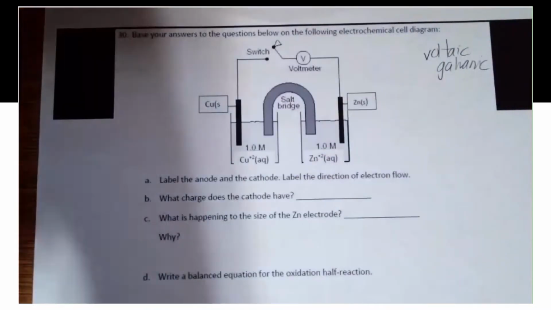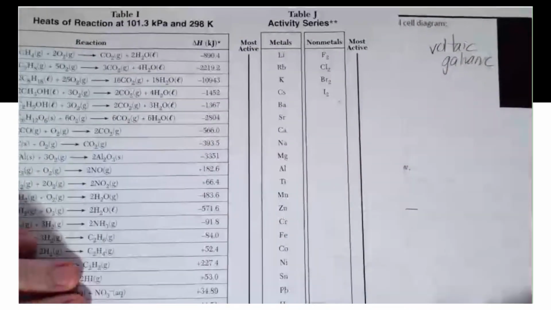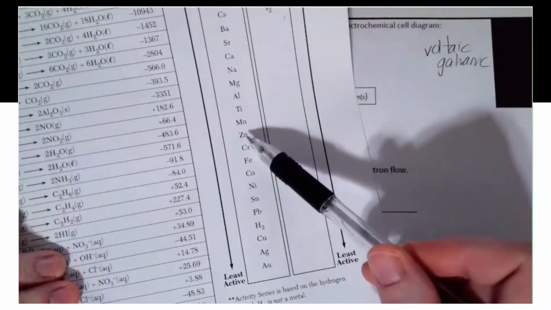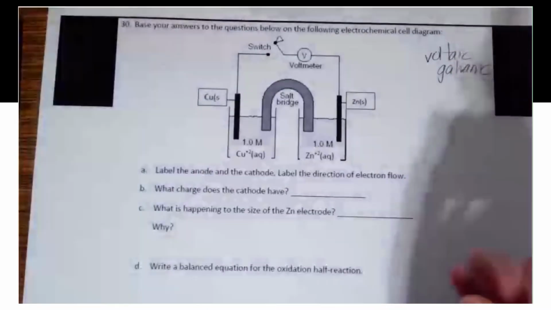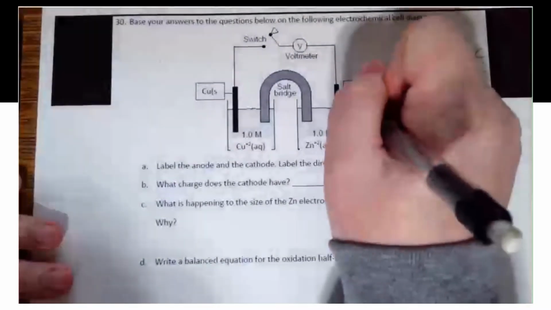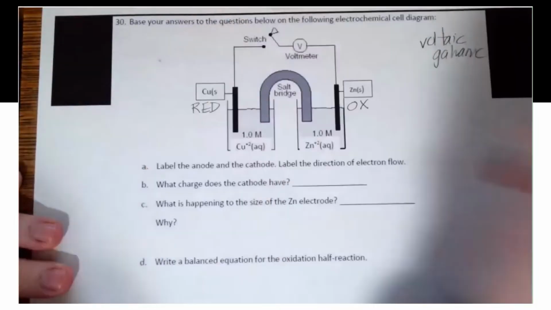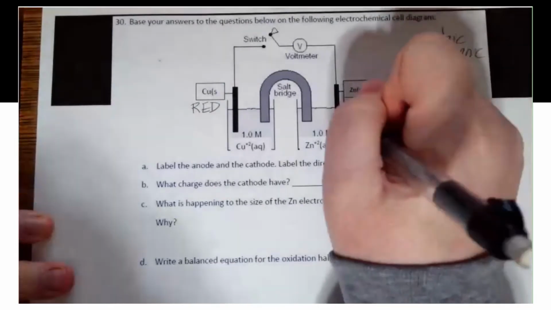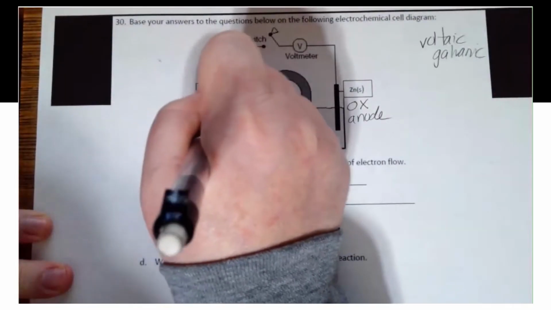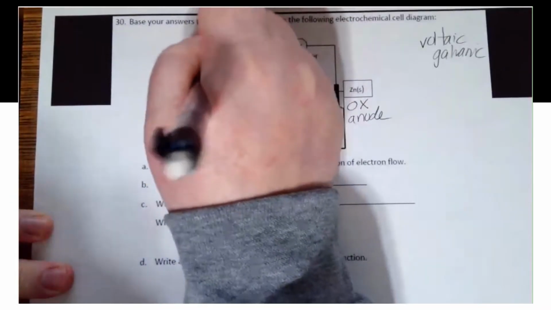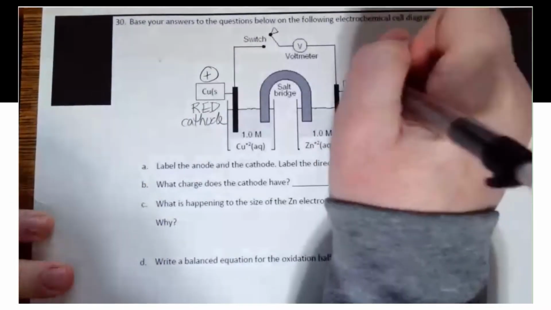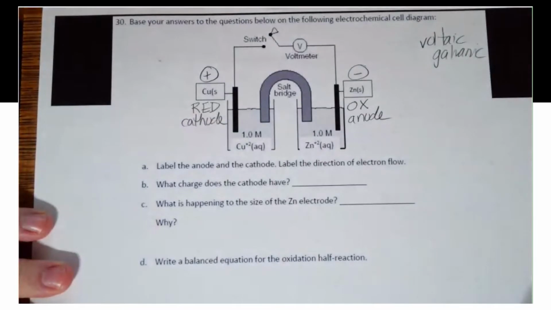Let's go to table J. And let's see, here's Cu, where's Zn? Up here. So Zn is higher. If Zn is higher, it is oxidized. So that means copper is reduced. So remember an ox. So this is the anode and this is the cathode. The cathode has a positive charge. In a voltaic galvanic cell, the anode is negative.